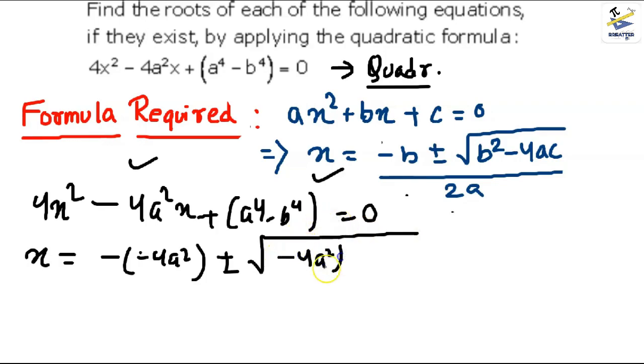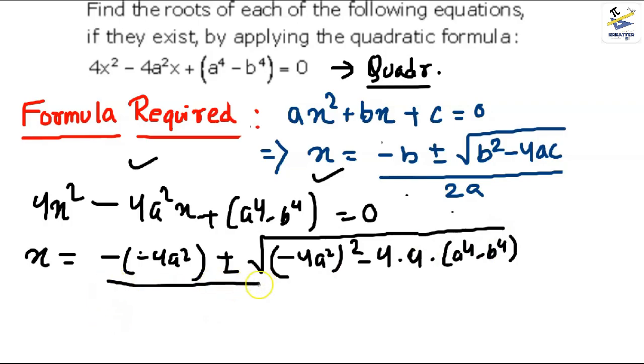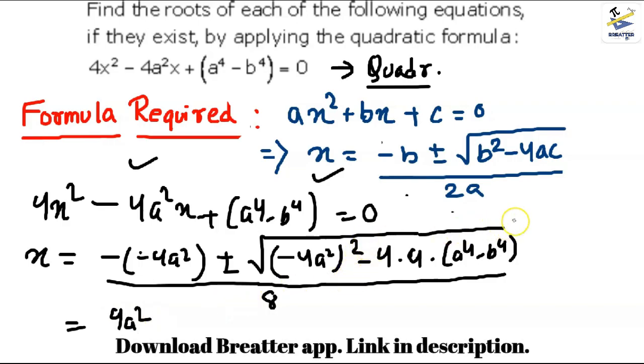Firstly, b square, which is minus 4a square whole square, minus 4 times a, which is 4 itself, right, times c, which is a to the power 4 minus b to the power 4. Complete the square root sign and divide this whole thing by 2 times a, which is 2 times 4, which is 8.